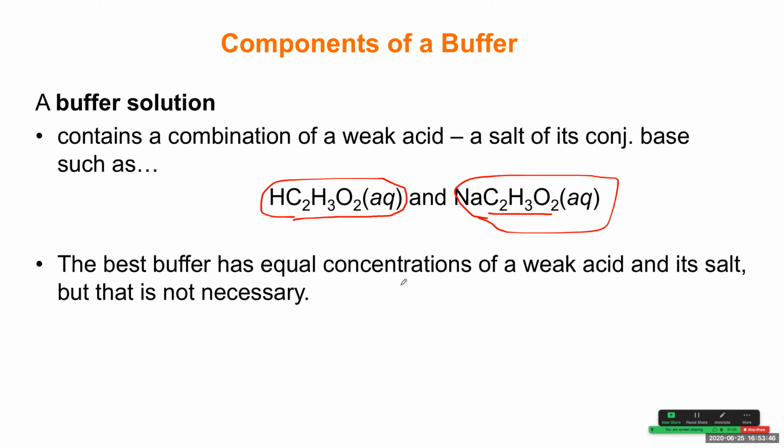The best buffer is made when there are equal concentrations of acid and its conjugate base. But that's not necessary. The buffer that controls our pH in our blood is a carbonic acid bicarbonate buffer. And in that case, the bicarbonate is at a much higher concentration than carbonic acid, and the pH is controlled at around 7.4.